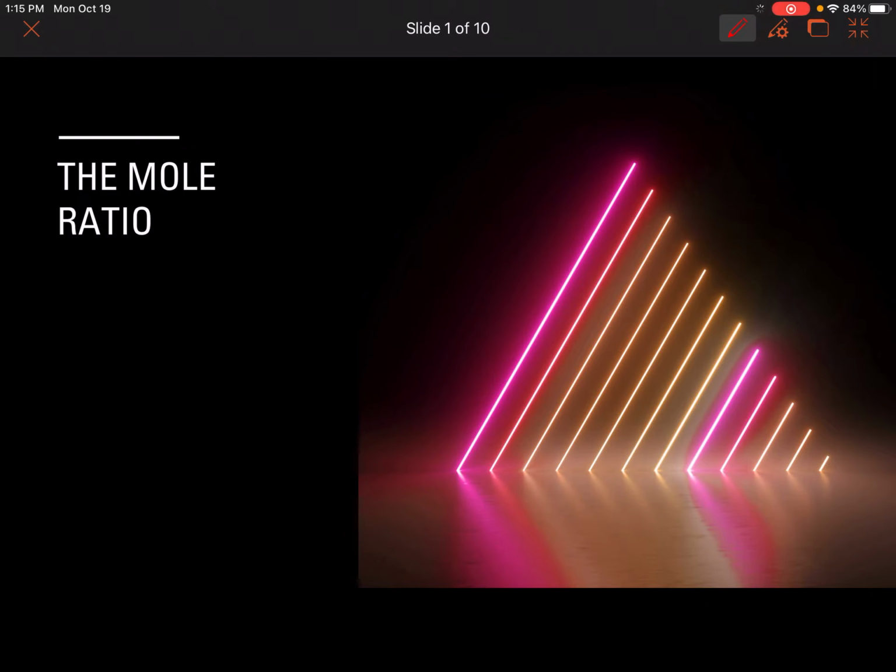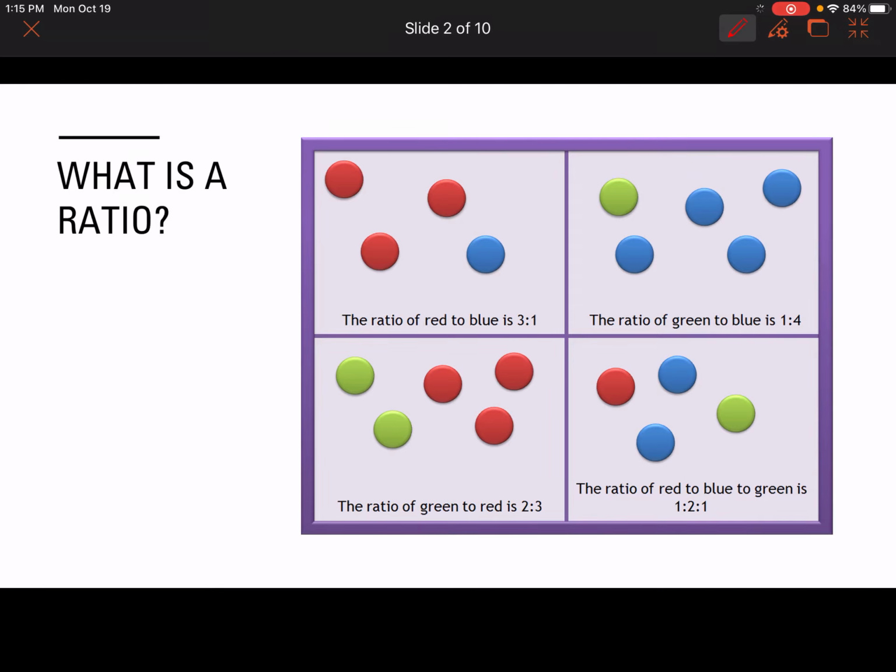Hi everyone. Today's lesson is going to cover the topic of the mole ratio. So we're going to look at ratios and how they pertain to moles within a compound. Now this is lesson 2.7. Okay, so first of all, what is a ratio?